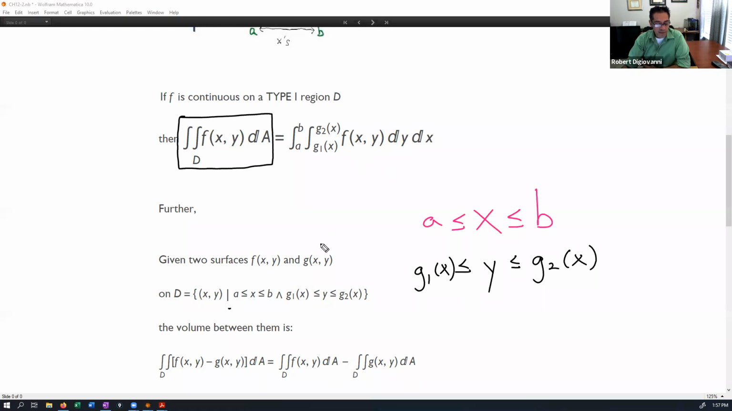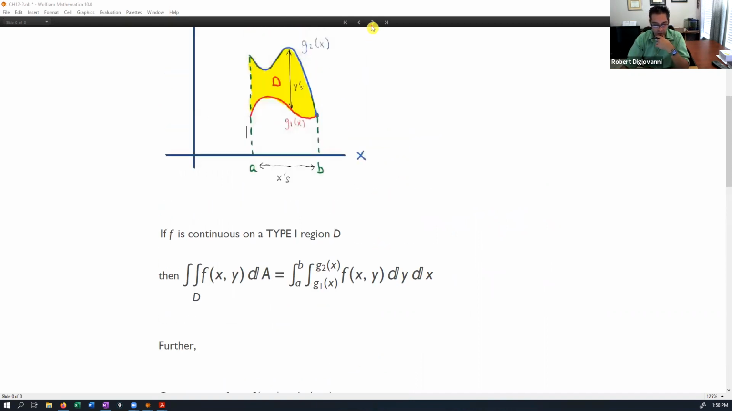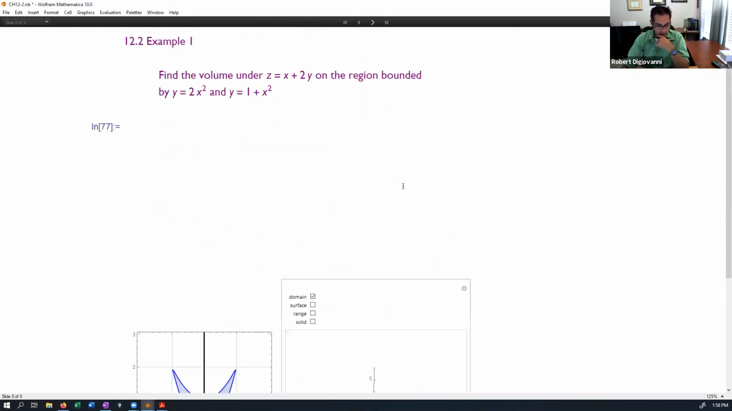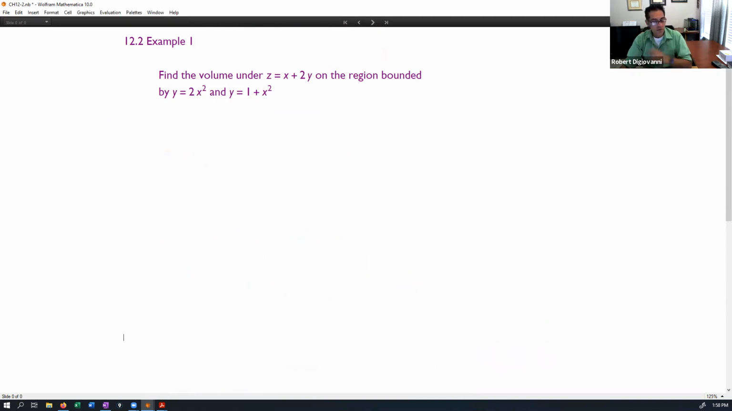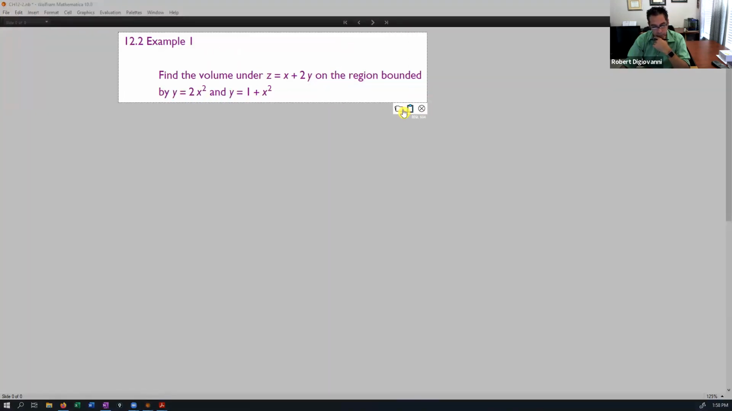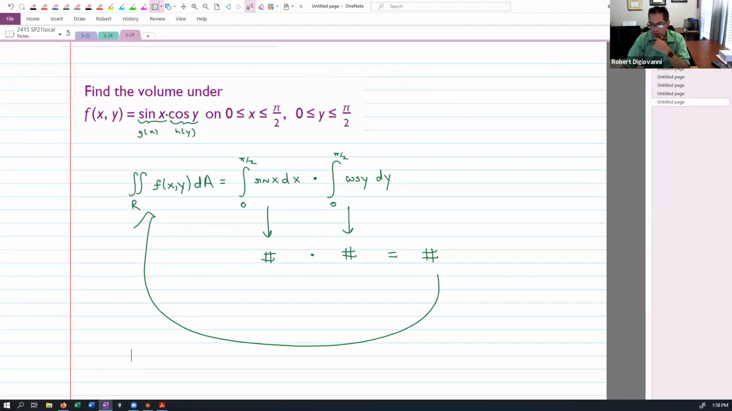Now, if we have two surfaces, F and G, and we're trying to find the volume between them, it's the same thing. We're just going to subtract the two, but we still have to do the order of integration properly. There's no better way to understand this than to just do an example. Find the volume under z equals x plus 2y on the region bounded by y equals 2x squared and y equals 1 plus x squared. We'll look at the picture after we do it.